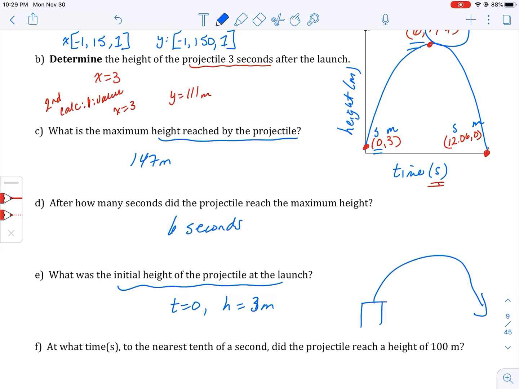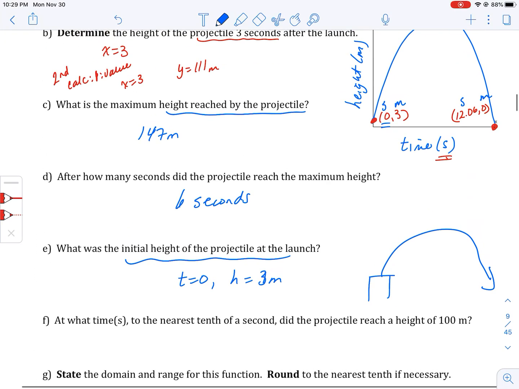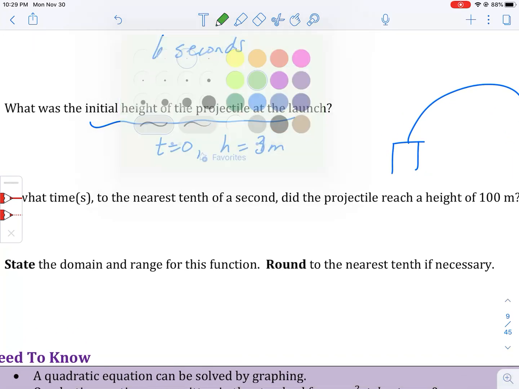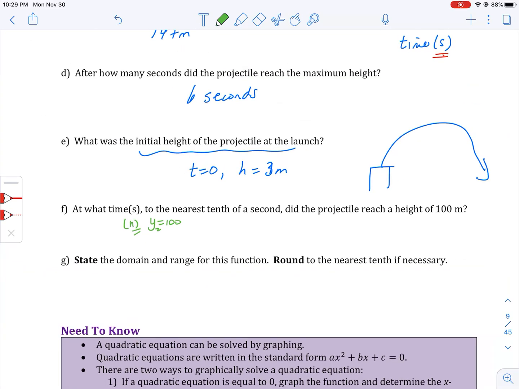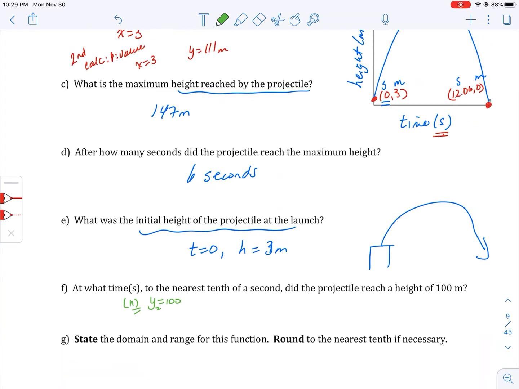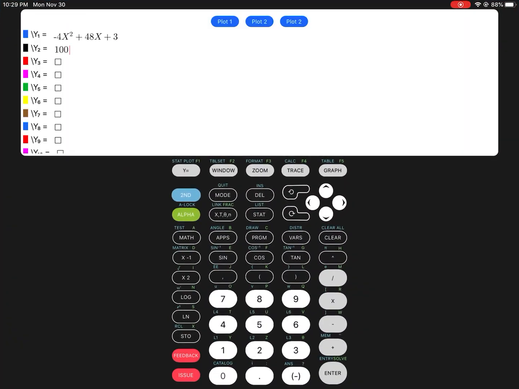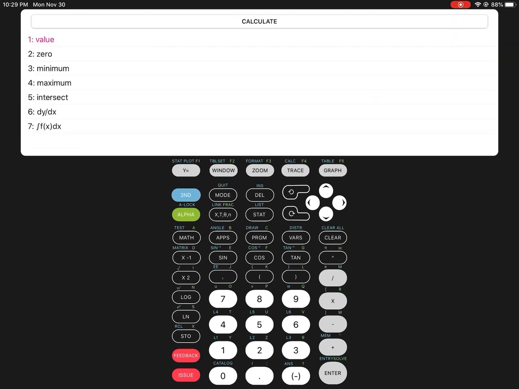Okay, at what time did the projectile reach a height of 100 meters? To do this kind of question, when it reached a height of 100, we know that y is 100. Our height is 100. So what I'm going to do is put a second equation into my calculator. Y is 100. And when we graph that, we now have 2 points where the projectile has a height of 100. How do we find those intersection points?